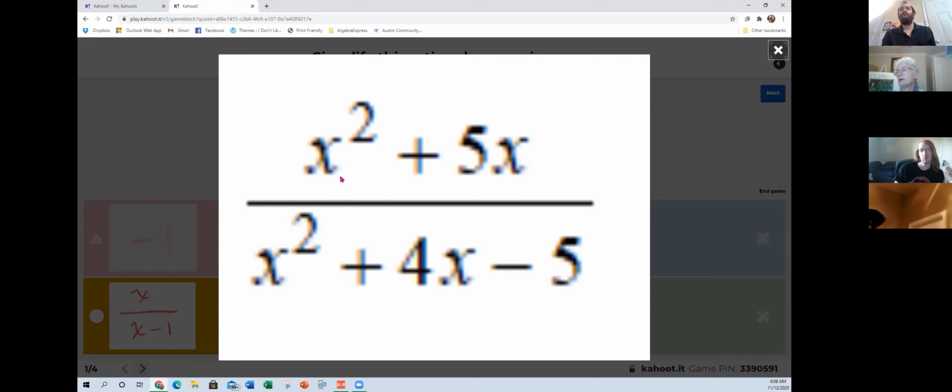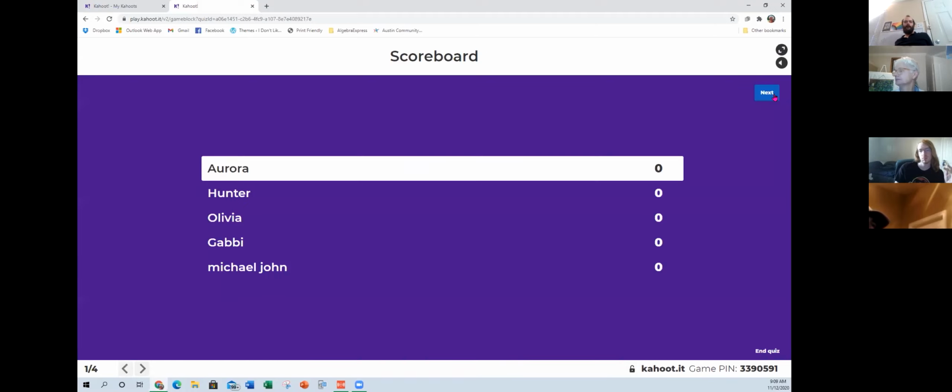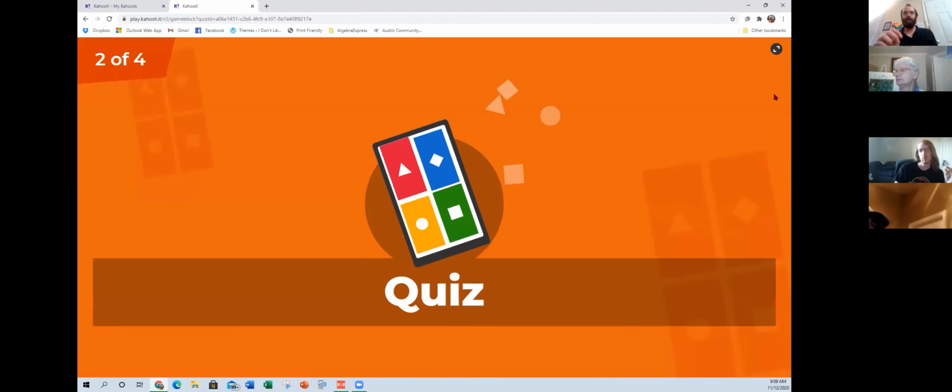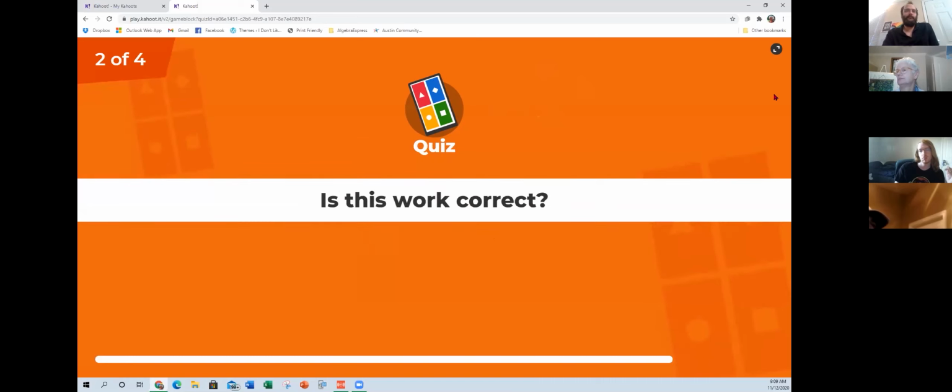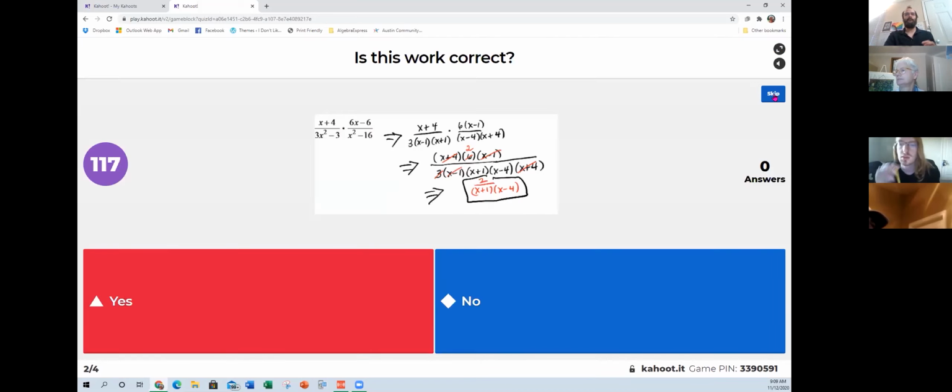So in this numerator, you'd have to factor the x out, and you'd have x times x plus 5. And the denominator would turn out to be x plus 5 times x minus 1. And the x plus 5s would cancel, and you'd be left with x over x minus 1. So just make sure that you know that you have to factor. Those are little arrows, because I don't really like to use equal signs, because then people start getting confused between, I feel like, expressions and equations.